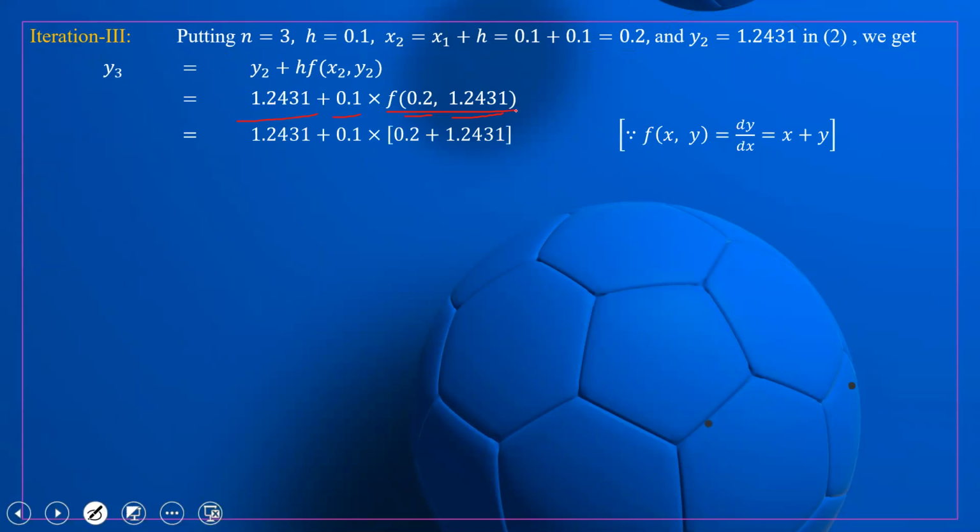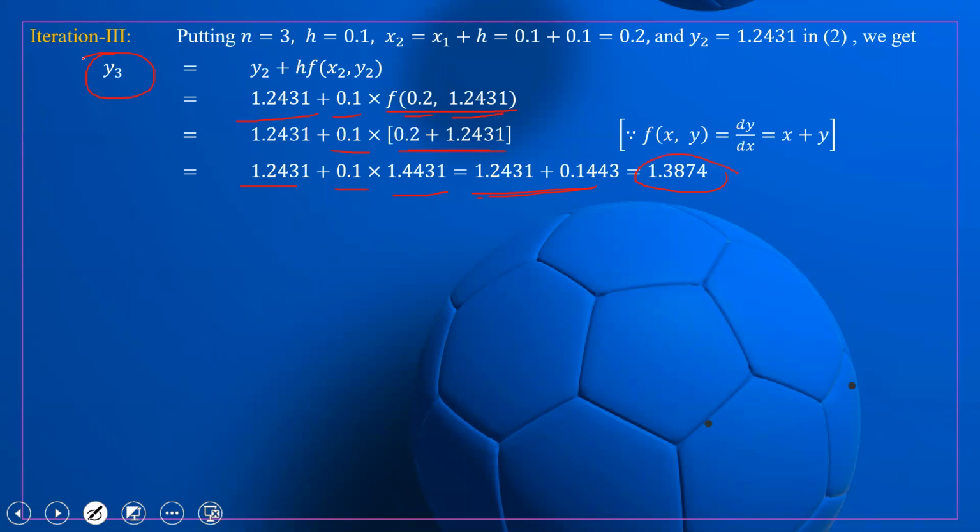So again we add these two things and multiply this by 0.1. So we are getting 0.1 into 1.4431. Okay, so if we add these two things, we are getting 1.3874. So this is the next value, the first value of y3.